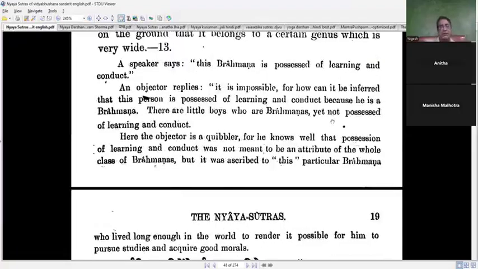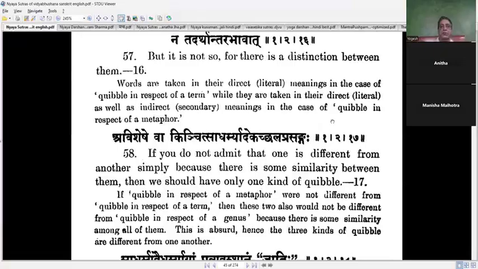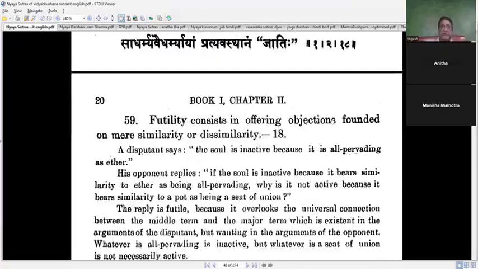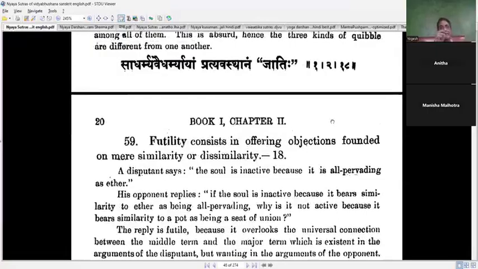So this is the part we have covered, chalam, and then there are two other kinds of what we call logical fallacies. These were mentioned in this chapter 1 to 28. You can see sadharmya, vaidharmya, pratyavasthana jati. So jati here is futility, or what I will say, a logical fallacy involving categorization. I will explain more. So here I'm just outlining it for you. So this jati consists in offering objections founded on mere similarity or dissimilarity, right? So these examples we'll see.